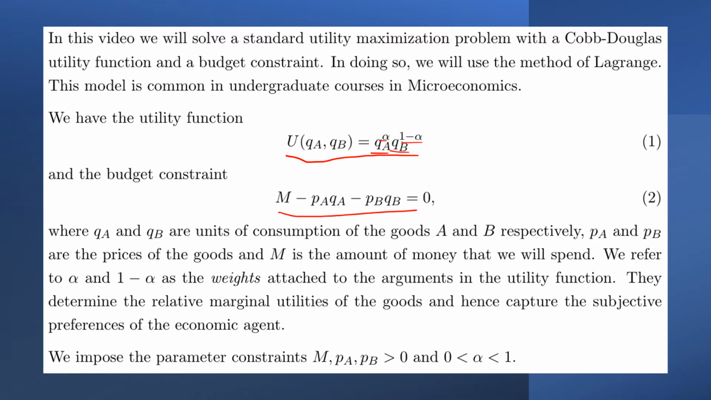We have a budget constraint where M is the amount of money we have, PA and PB are the prices of the goods A and B. And the equality sign here simply imposes the restriction that the amount of money we spend is equal to the amount of money we have. We also impose some restrictions on the parameters. M, PA, and PB are positive, and alpha is in the open unit interval. This is a standard restriction in the Cobb-Douglas utility function.